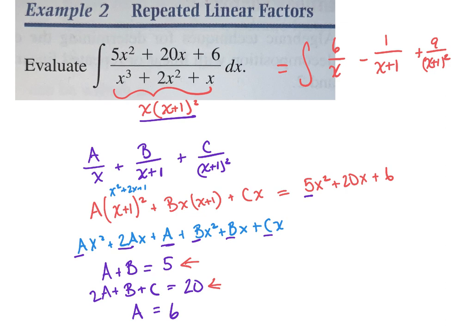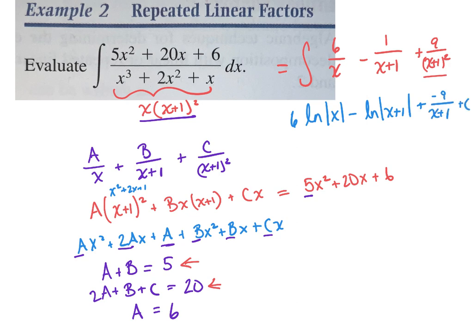All right. Now, this is going to be a natural log. This is going to be a natural log. And this is going to just be a regular antiderivative, right? So this is going to be 6 natural log of x minus the natural log of x plus 1, plus, we just add 1 to the exponent, so x to the negative 2, and then divide. So we get negative 9 over x plus 1 to the positive 1.